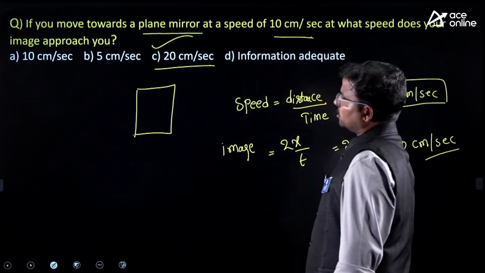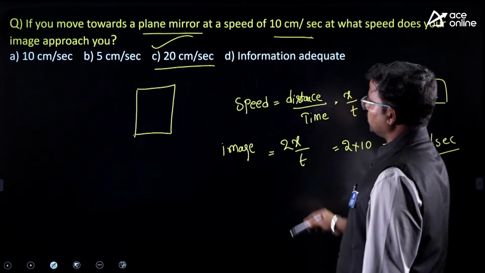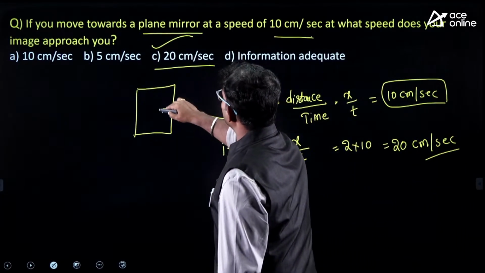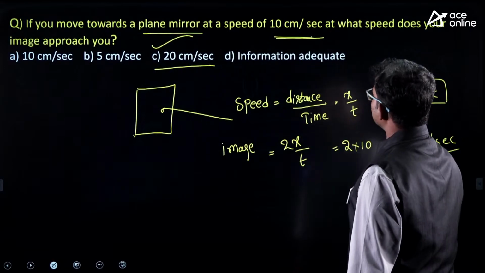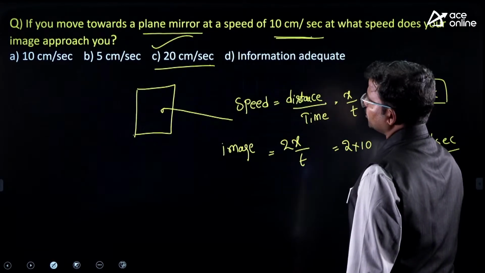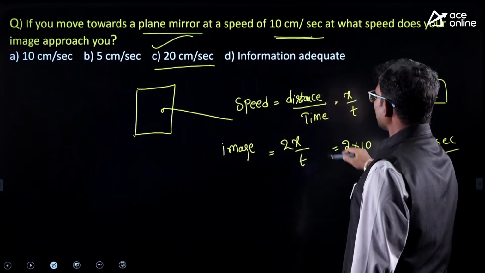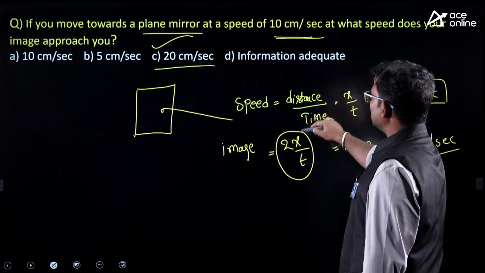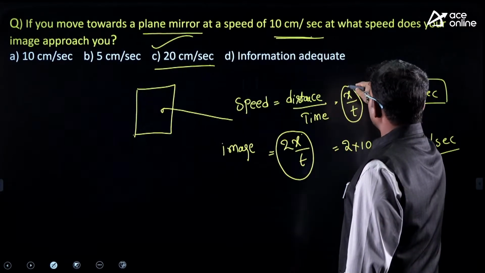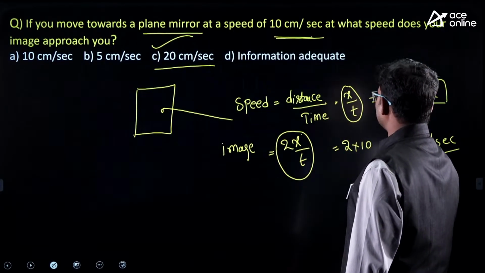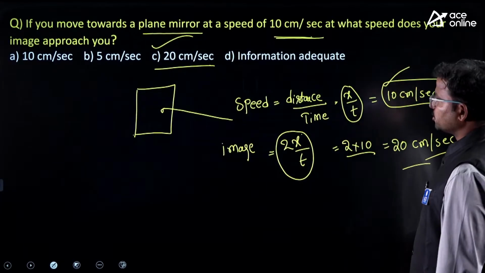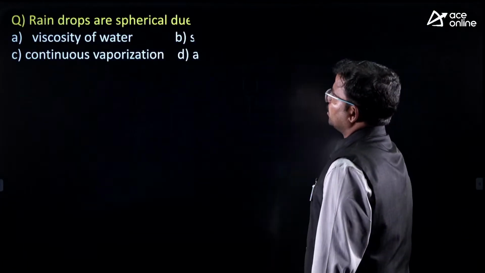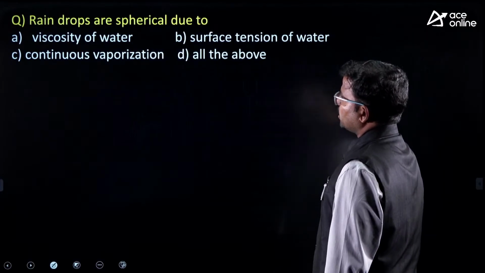So if we move towards a plane mirror at a speed of 10 centimeters per second, at what speed does your image approach? You should follow this equation, and here they mention x by t, so the value is 10 centimeters per second. If you substitute the value, finally we get 20 centimeters per second. Okay, right, next, raindrops are spherical due to.